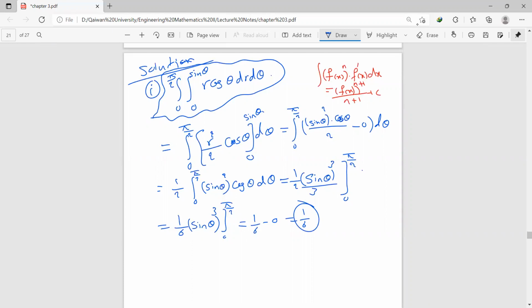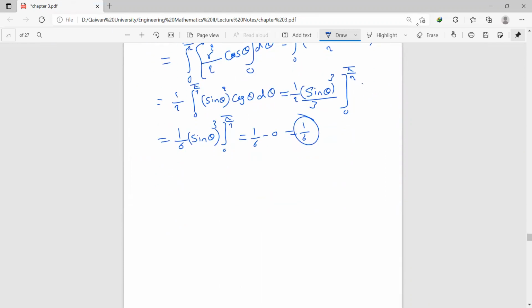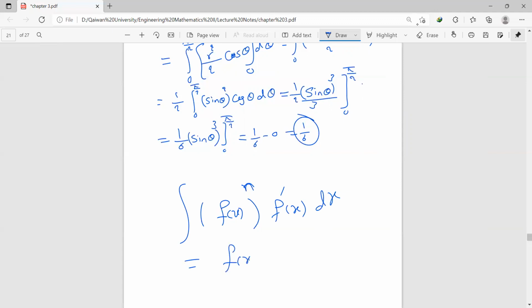That is how we get sine theta squared times cosine theta d theta. We say every time we have a bracket which is raised to an exponent, let's say f of x, times the derivative of the function, it only equals the bracket raised to n plus 1 divided by n plus 1. We don't write down this one again. It's the same. Okay?